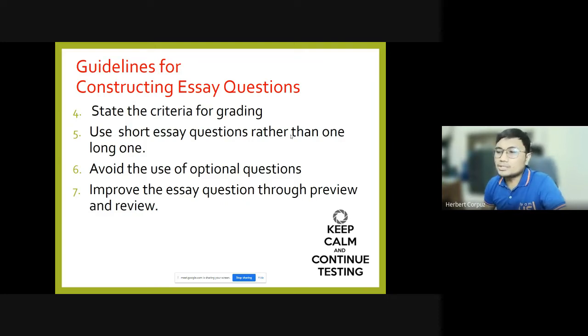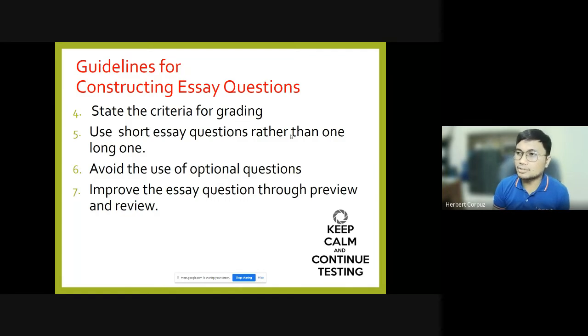Improve the essay question through preview and review. So when you construct an essay question, you also have to seek the assistance of your co-teachers or your colleagues, whether it's understandable or not. Because sometimes we think our essay is very easy, but it is not understandable to the students. So we also have to check with our colleagues. Because if it's not easy to be understood by them, then that would mean that we need to rephrase it. So there has to be preview and review of our essay questions.